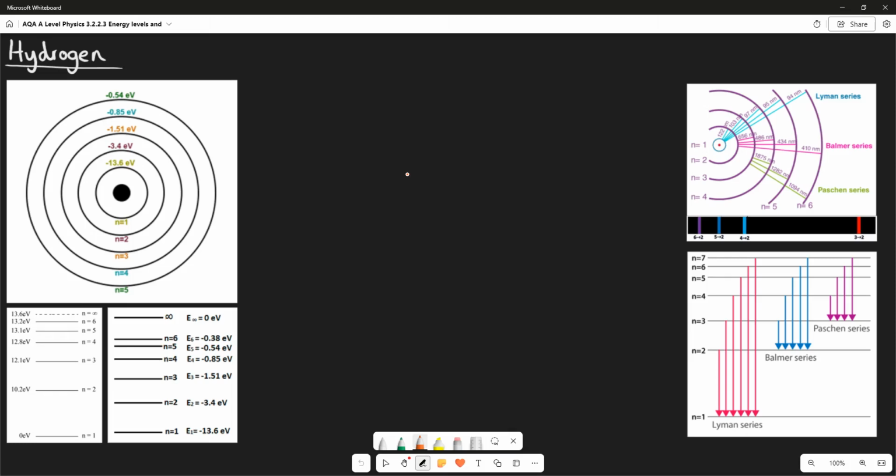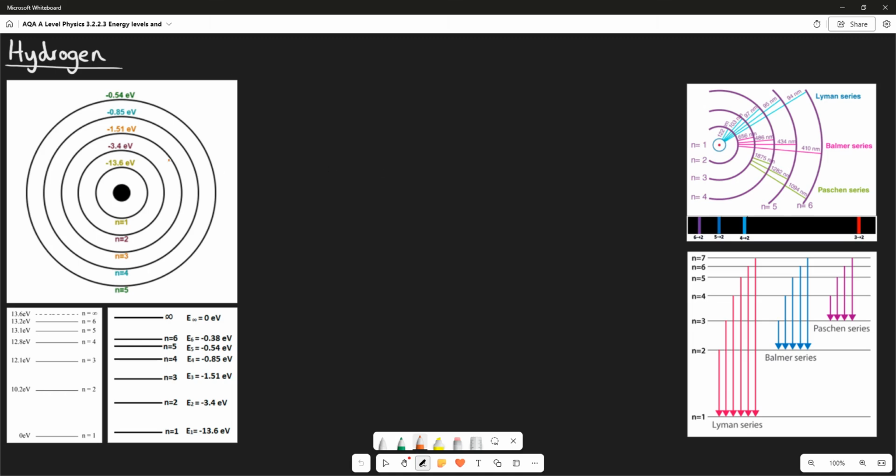Welcome to energy levels and photon emission. We're going to start off by studying hydrogen. Hydrogen has been studied a lot in the past. Its emission spectra and absorption spectra are very, very well known.